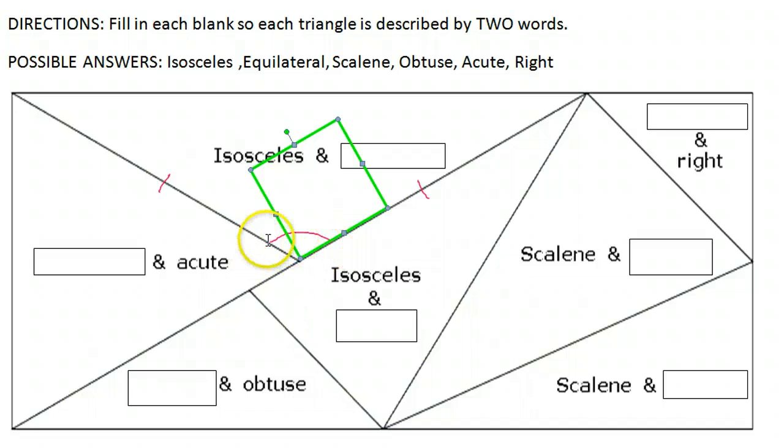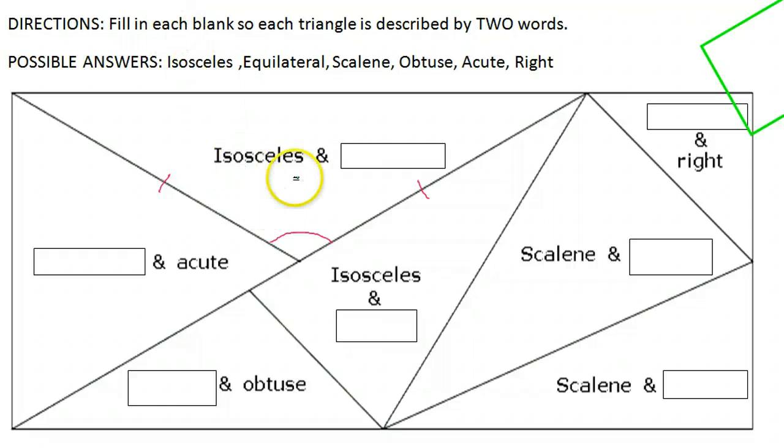So for example, I can now easily see that this angle is bigger than 90 degrees because it's so much broader than my square here. So I'll save that for later. So this is an obtuse angle, which makes this an obtuse triangle. Okay, now let's see, what about this one over here?